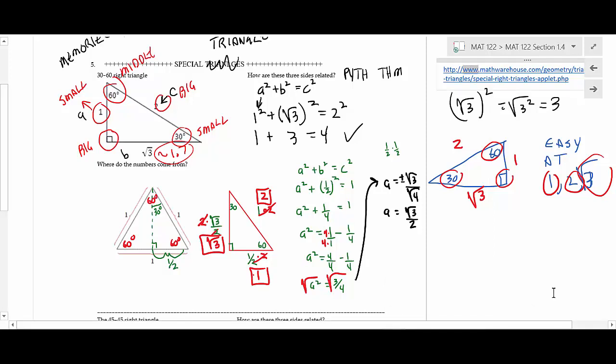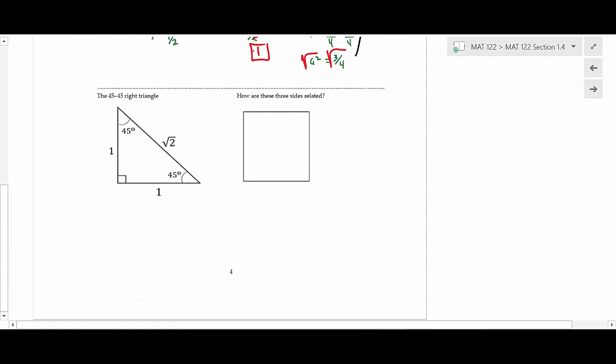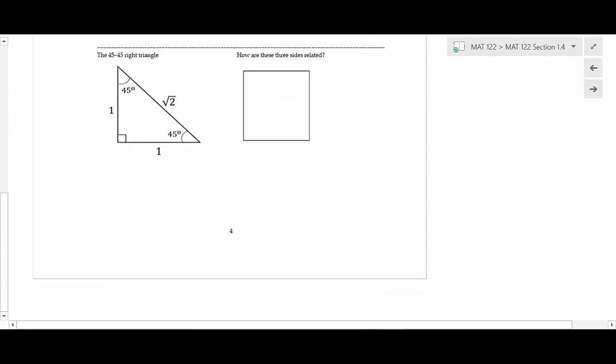Okay, so let's move on. We're going to learn one other special triangle. We call this the 45-45 right triangle. And this is another thing that you want to get memorized, because you're going to use it a lot. So memorize the triangle. And it goes like this. You have two 45-degree angles and a 90. And again, all those add up to 180.